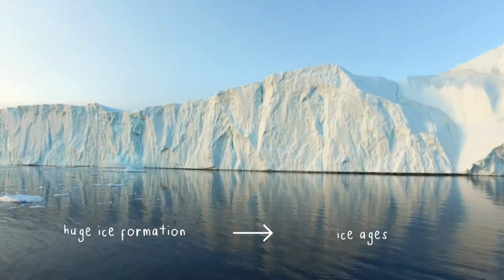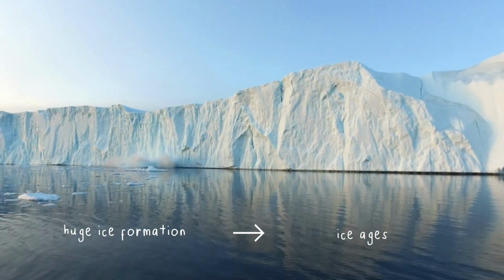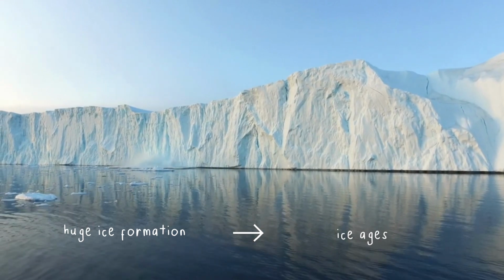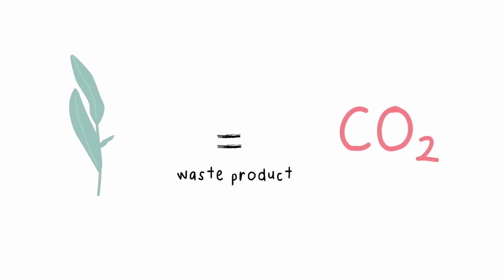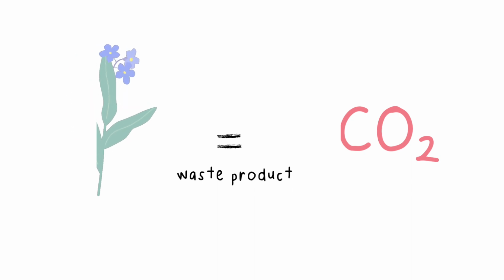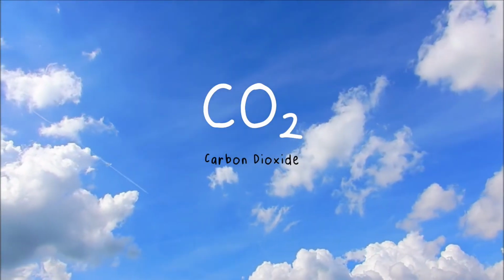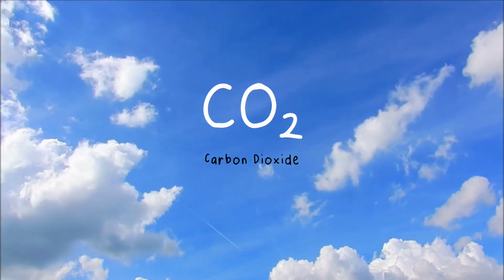Huge ice formation resulted in ice ages on multiple occasions. After being created as a waste product by early life, oxygen went on to become a significant part of the atmosphere.